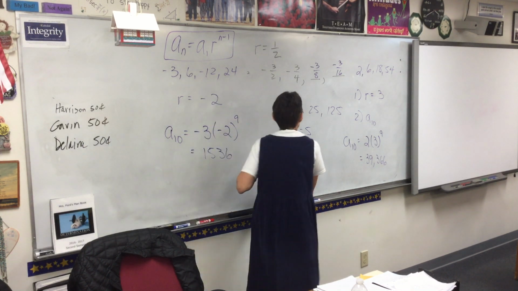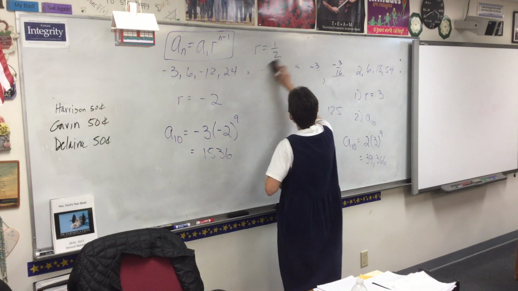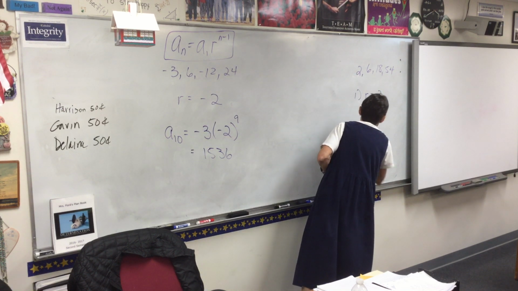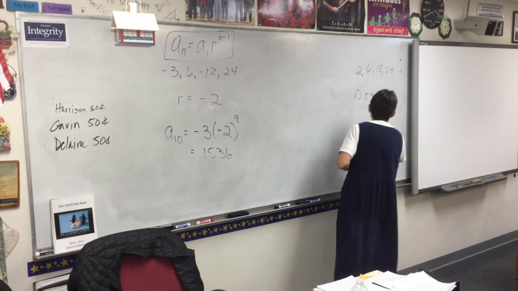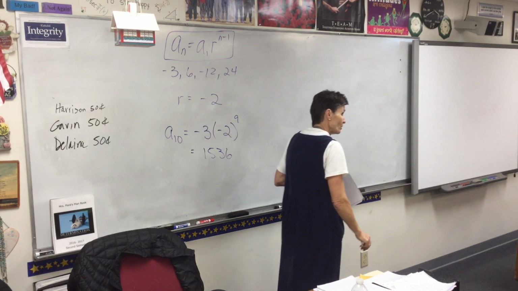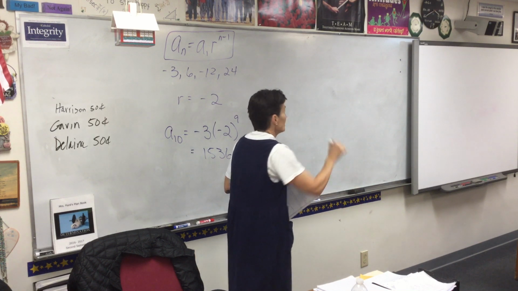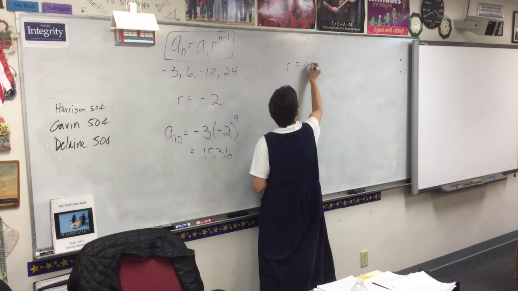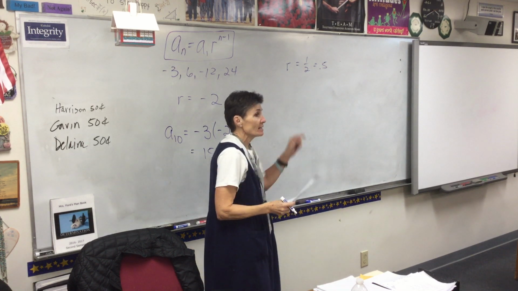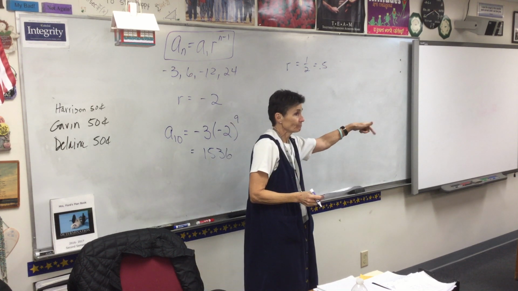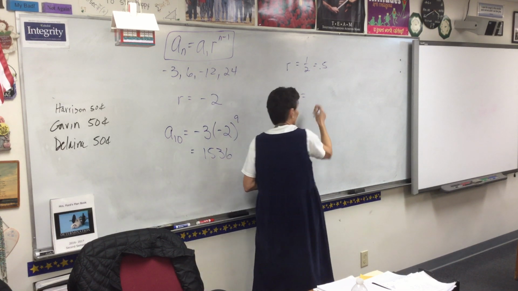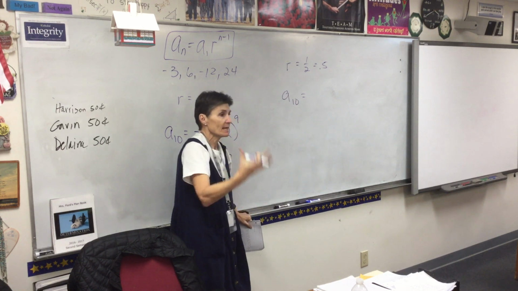What's the ratio? 1/2. Now, especially where you're using your calculator, 1/2 is fine, but feel free to use 0.5 if that's easier for you. Your ratio is 1/2 or 0.5, whichever one's easiest for you to use. Does everybody understand that? Now, we want the 10th term. So what is our formula? What does our pattern tell us we do?